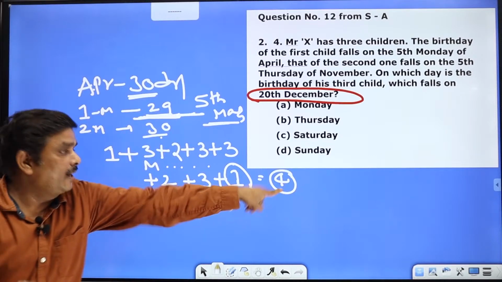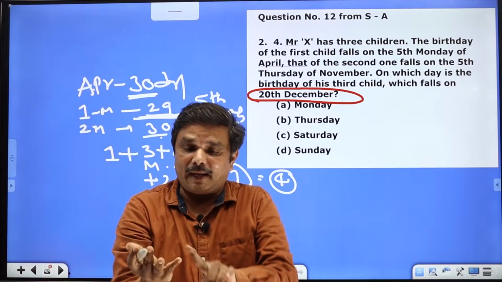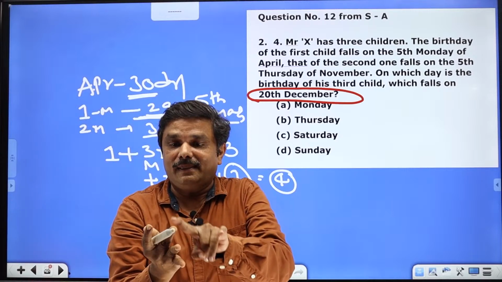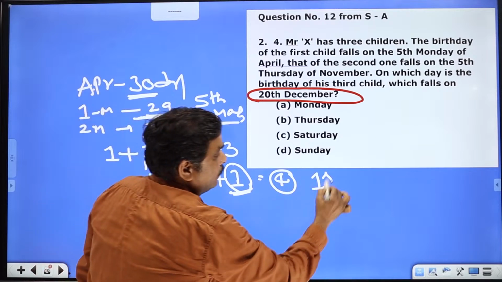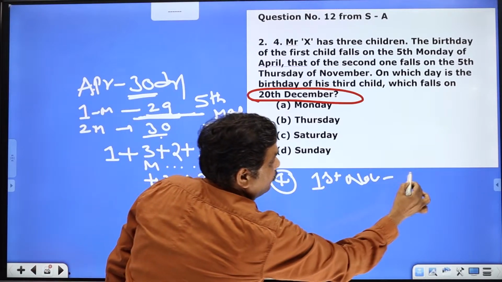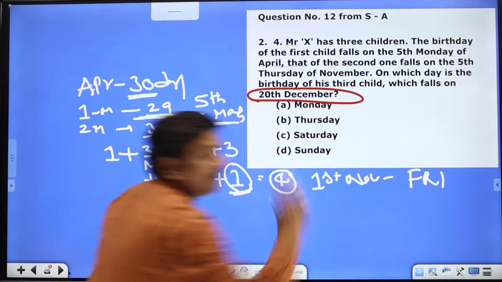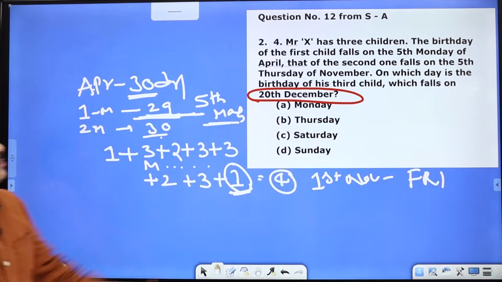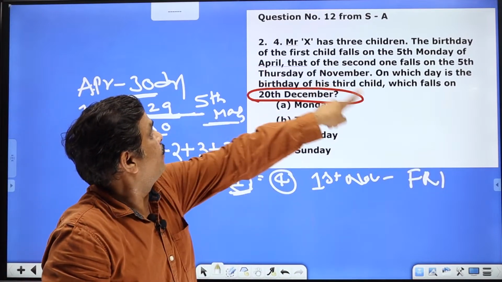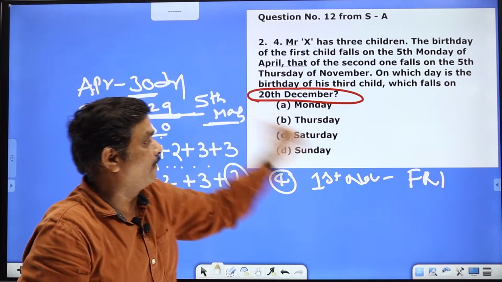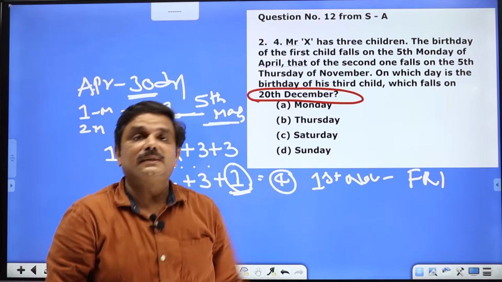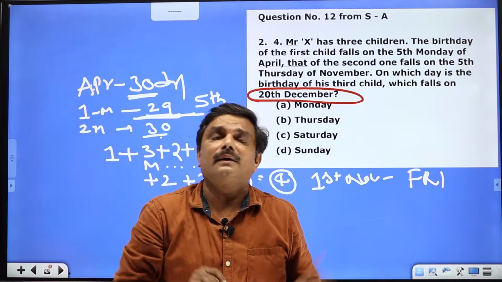Then 4 odd days are there. That means after Monday, Tuesday, Wednesday, Thursday, Friday. So 1st November is Friday. Got the idea? Here my intention is to find out what is the 5th Thursday of November. To find out the 5th Thursday of November, I need to take what was 1st November. What day was it? Friday.